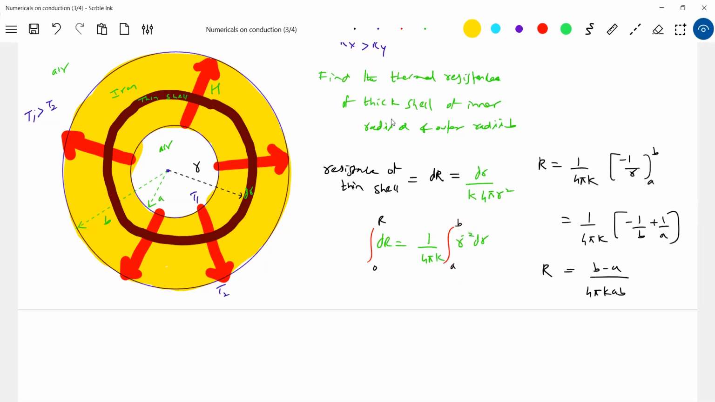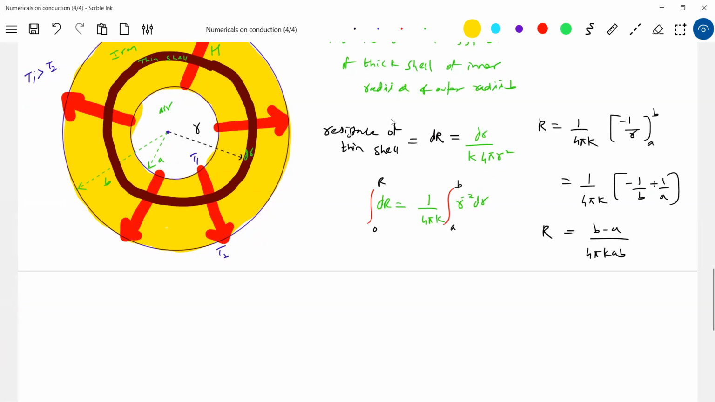Solving, you will get it. Now, if thermal conductivity varies, the same thing. Let me put a condition. If K is a function of r, what has to be done? So first case we'll discuss: if K varies, K is not uniform. K varies radially.